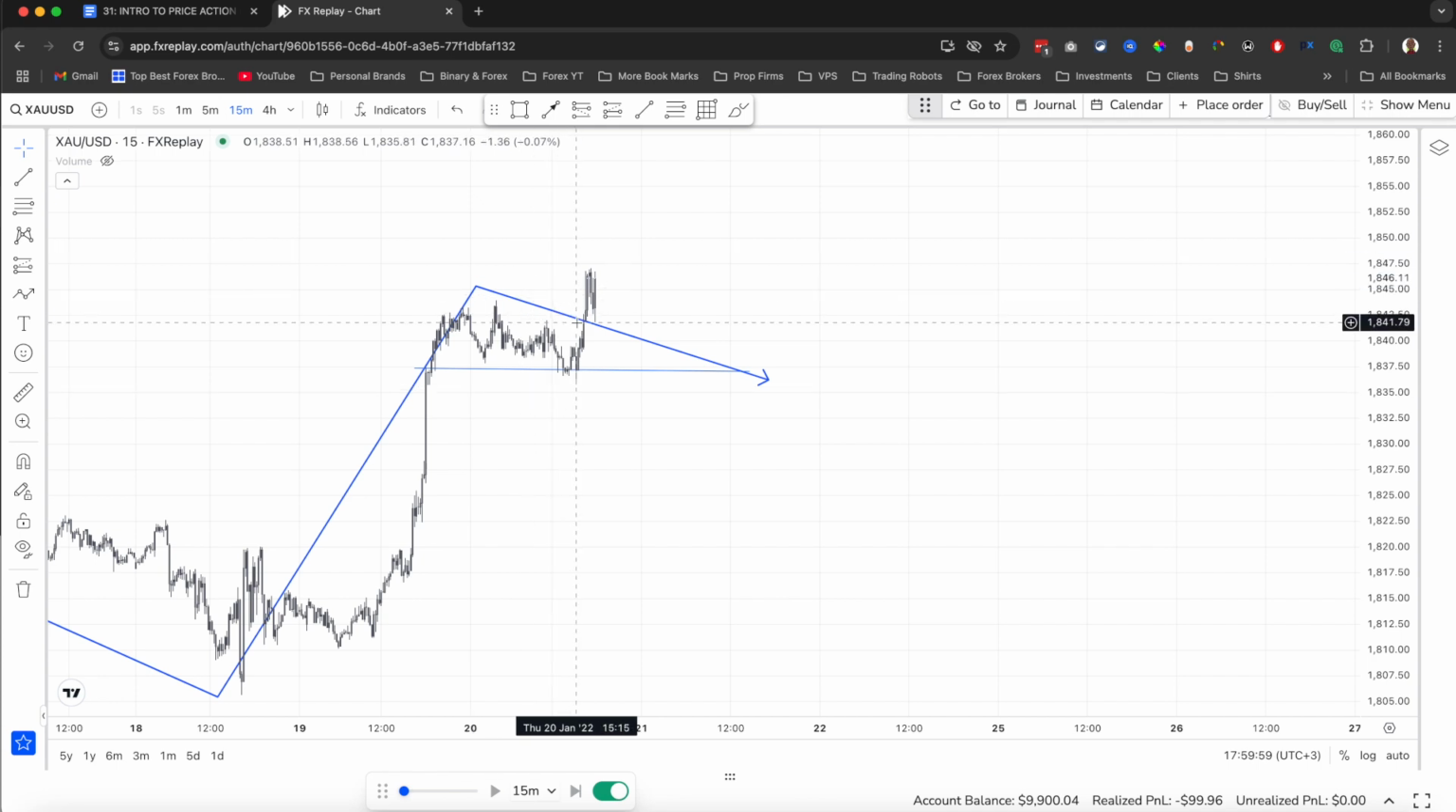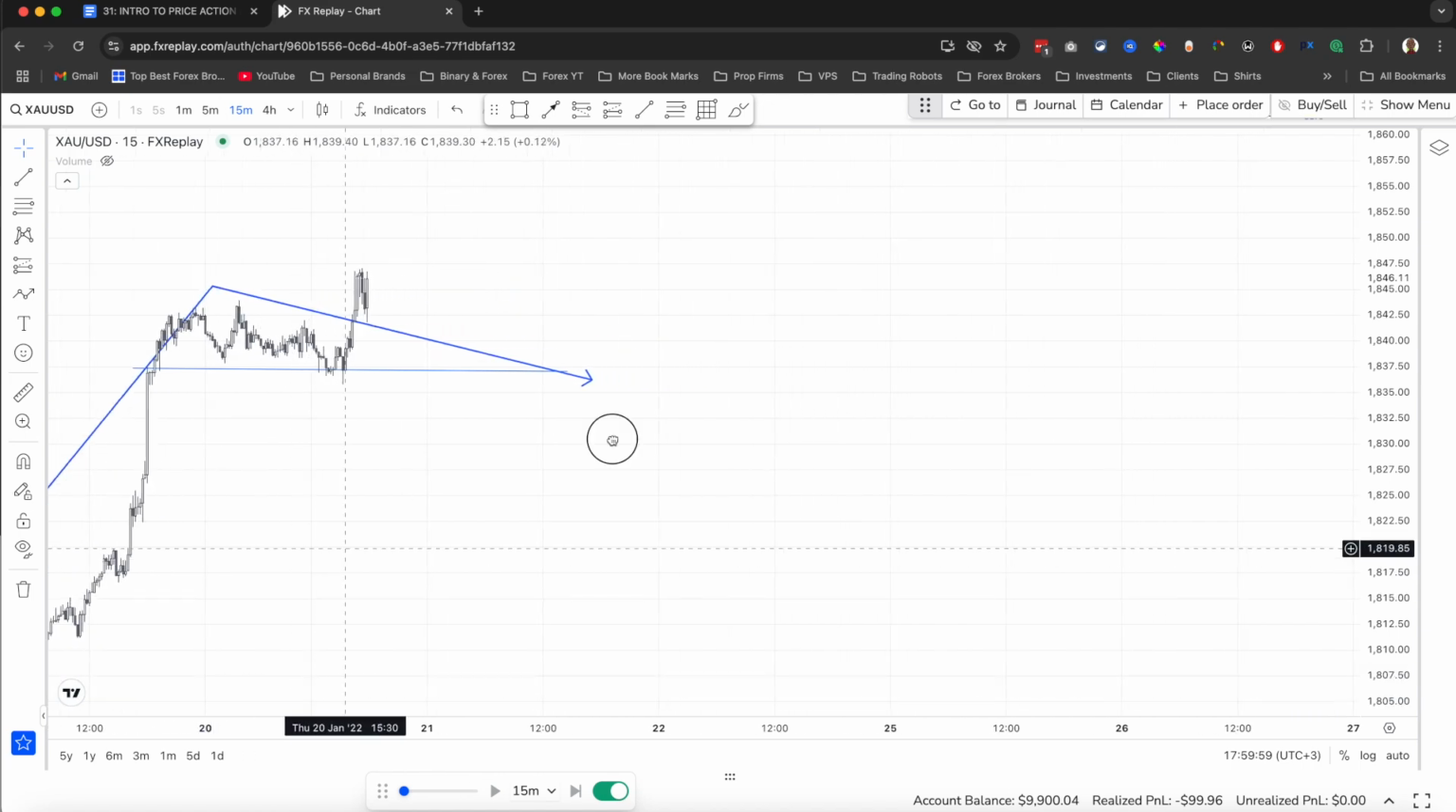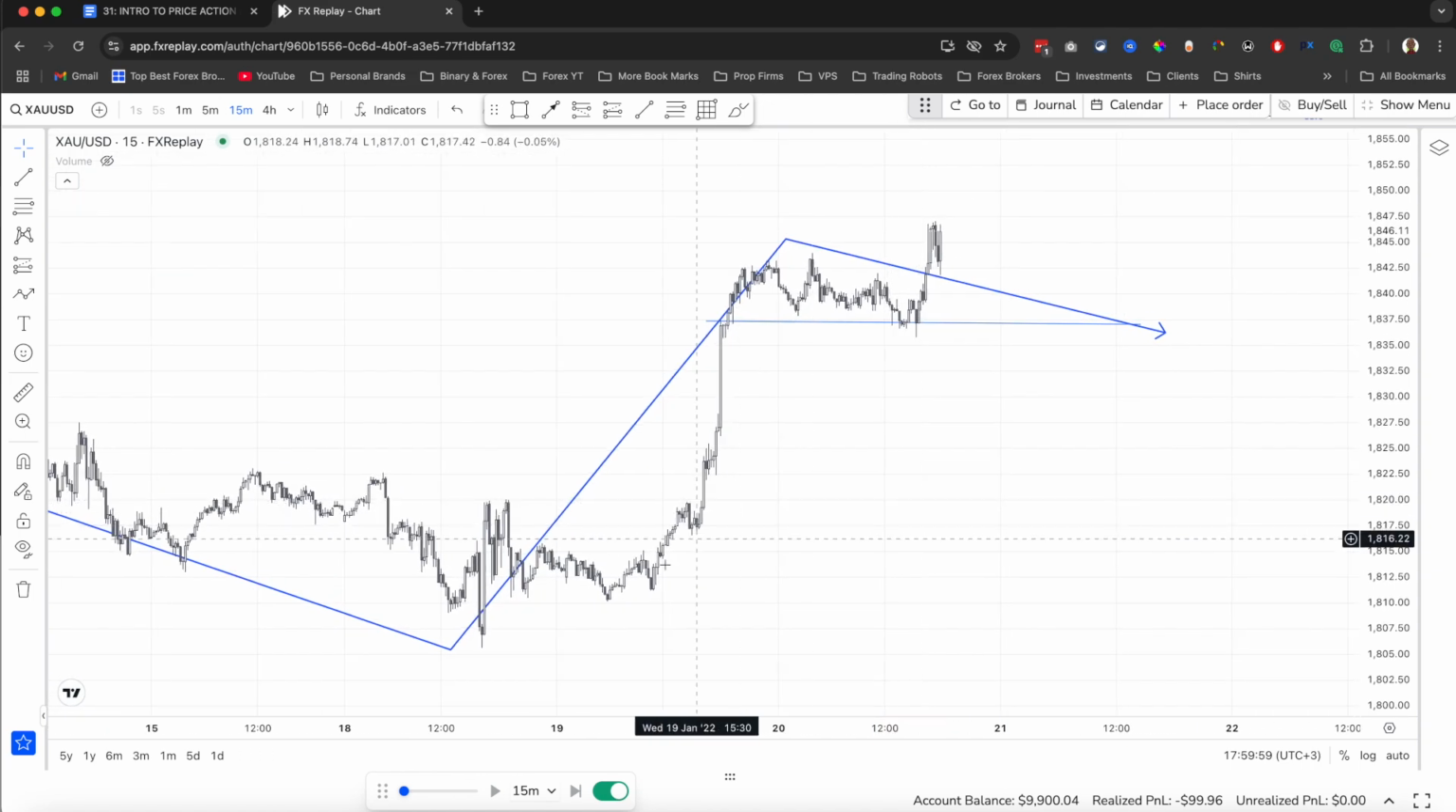And another thing, if you don't really understand these bars over here, you don't actually know the direction of the market, you can convert.